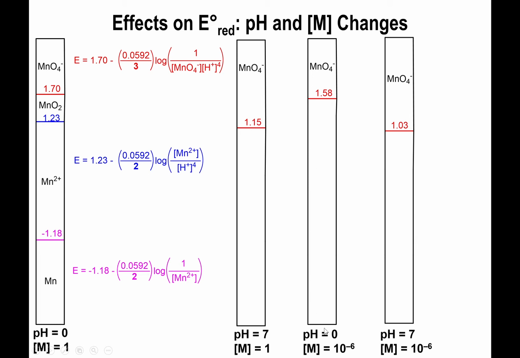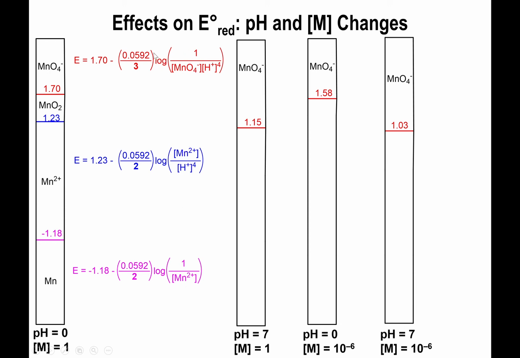On the other hand, let's say that we keep the pH at 0, but we decrease the concentrations of everything else to 10 to the negative 6. That means that the permanganate will be 10 to the negative 6, H will be 1, so the H to the 4th power just goes away. Same thing here, this will be 10 to the negative 6, that will be 10 to the negative 6.